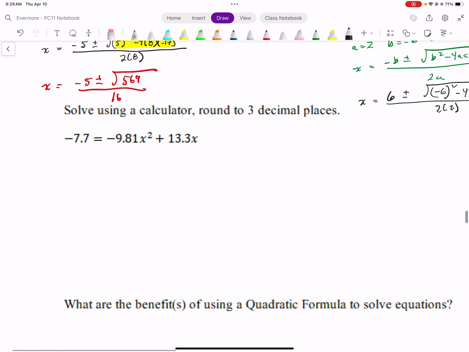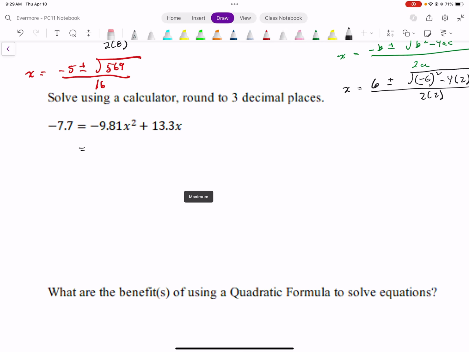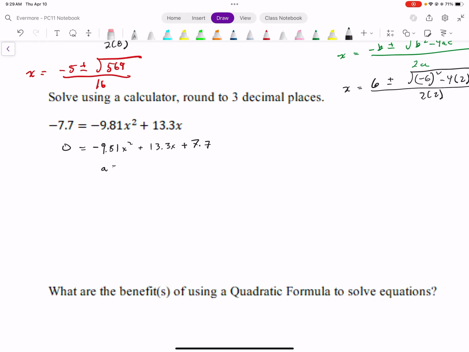Let's move on to perhaps our final example with the quadratic equation. I need to make sure that it is in general form or standard form, whatever you want to call it. Essentially, one side has to be equal to 0. So I'm going to add 7.7 to both sides. What I'm able to spot out is A is going to be equal to negative 9.81. B is equal to 13.3. C is equal to 7.7.